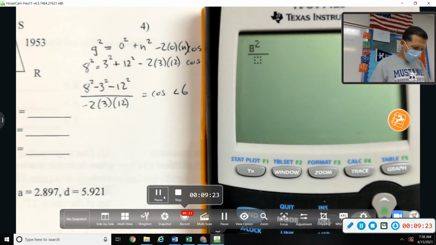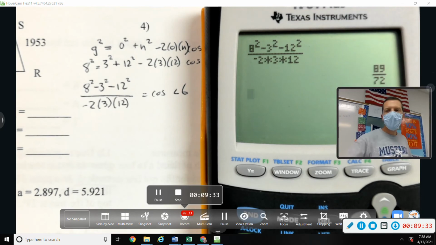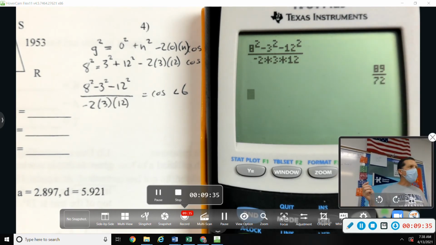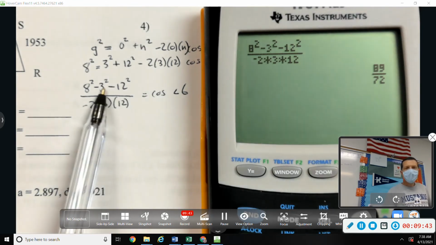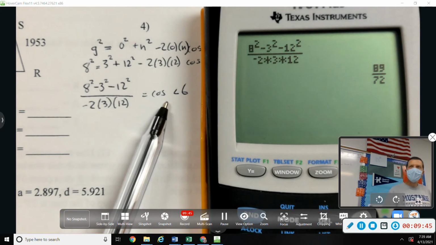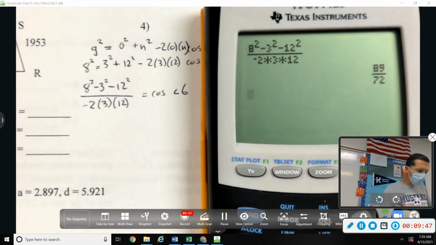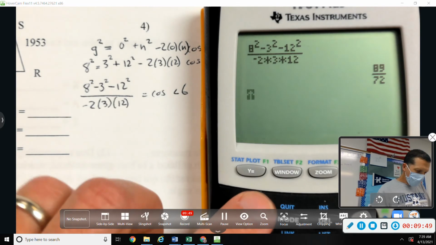8 squared minus 3 squared minus 12 squared, over negative 2 times 3 times 12. Oh, it even spit back a fraction for me. Not that it matters, because what am I going to do with that fraction? What am I going to do next? That's what the cosine equals, so how do I figure out the angle? Inverse cosine. Inverse cosine of answer.